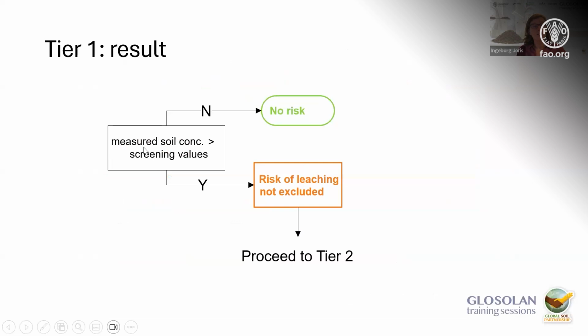So then you have a site, you measure your soil concentrations, and you can see, are they above the screening values? If this is not the case, so your screening values are not exceeded, then you have no risk. If you do have exceedance of the screening values, then you might have a risk. You're not on the safe side, so you should continue your assessment and you can go to tier 2.